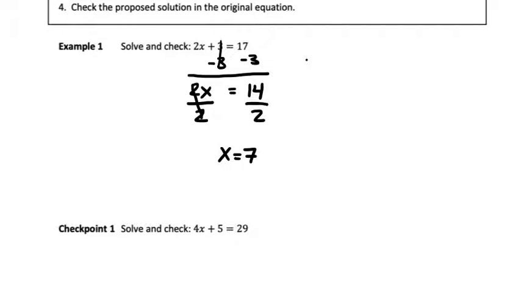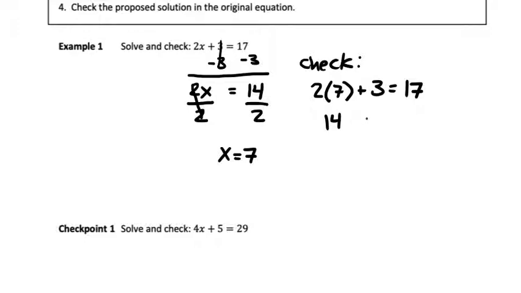Now to do my check, I'm going to plug 7 in for x into my original equation. So 2 times 7 plus 3 equals 17. Now I'm going to do the math on the left side, and I should get 17. 2 times 7 is 14. 14 plus 3 is 17, so 17 equals 17. So that works. So x equals 7 is my answer.